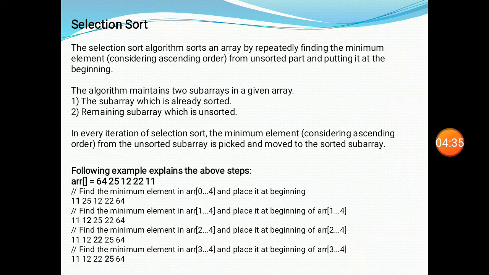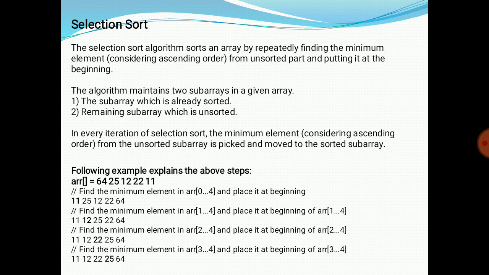In this slide, we discuss the selection sort process and its algorithm, also the working of selection sort, how it works. So the basic principle of selection sort is that it sorts an array by repeatedly finding the minimum element, considering the ascending order, from the unsorted part of the array and putting it at the beginning of the array.